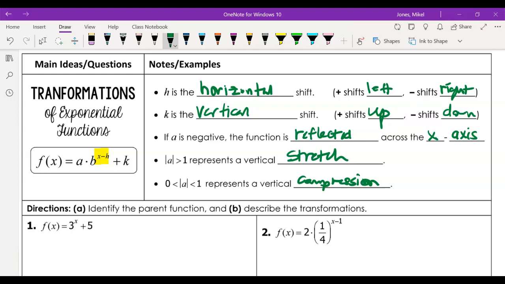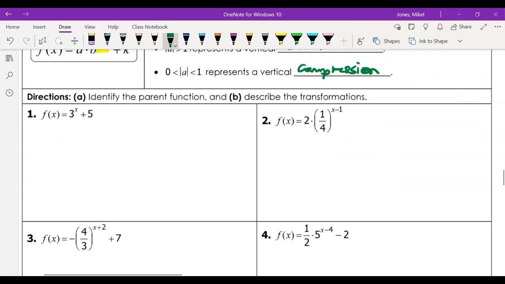Is some of this seeming familiar to you guys? Yes. That's good. I'm glad. Okay, so it's the same types of movements, left, right, up, down, stretch, shrink, as all the other functions that we've done before this year. Okay, so for right now, for these couple problems, we're just going to identify the parent function, and then we'll describe the transformation in words. And then later on, we'll actually get to graphing the transformation.